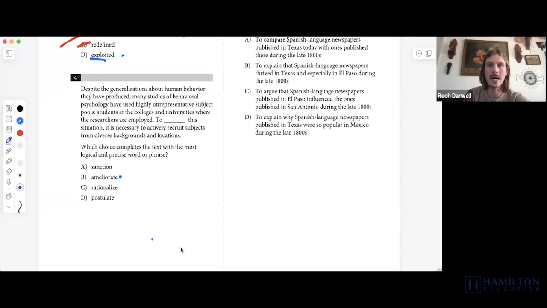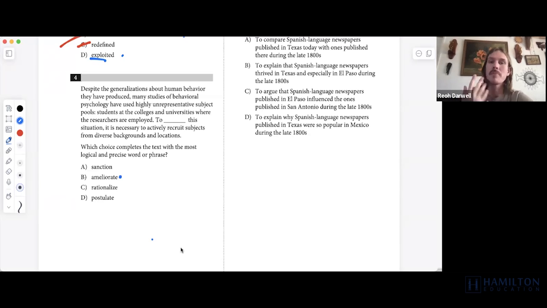When you make better in a way where you're helping something that's been harmed, right? So like to improve something from when it was not good. So we see a bad situation at the front, right? Many studies have used unrepresentative subject pools because it's all people from universities, right? So to fix this situation or to improve or make better the situation, we need to actively recruit subjects from diverse backgrounds and locations, basically not just college students, right?